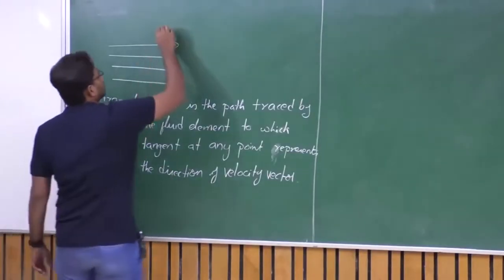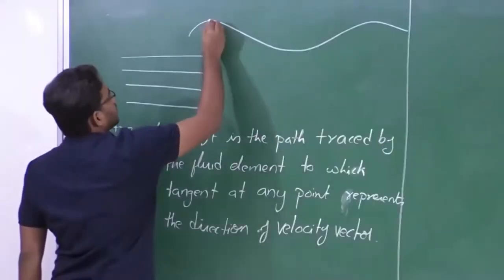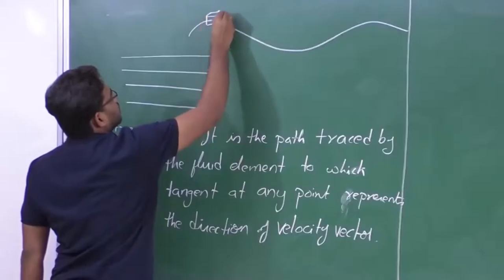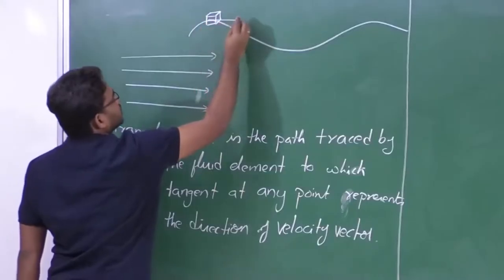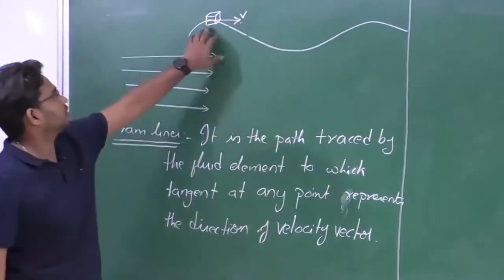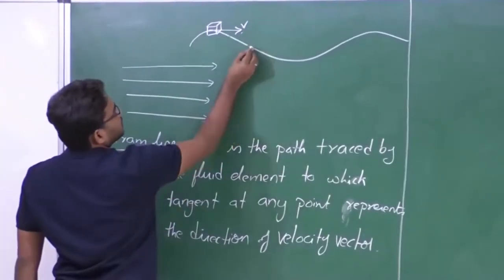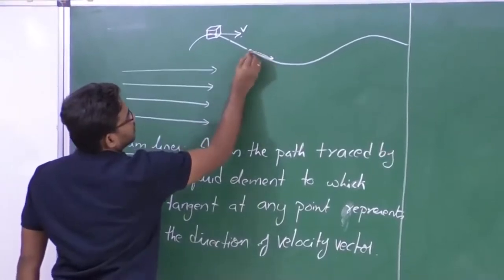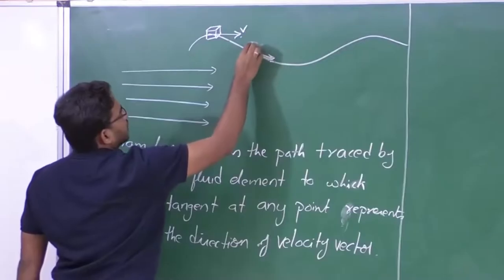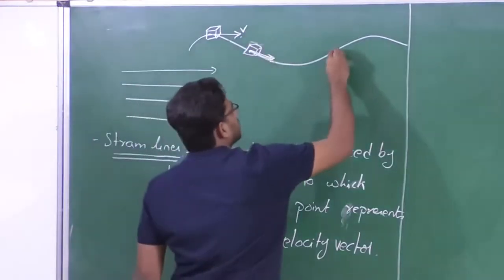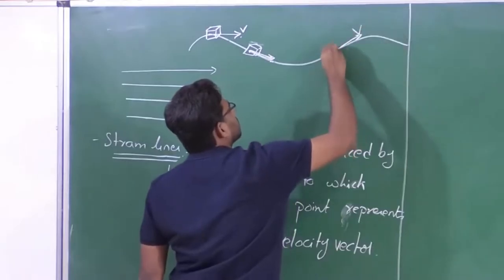So what does it mean? Let us say I draw the path traced by the fluid element in this particular fashion. Then at this point, consider a small fluid element here, and if you draw a tangent to this, the direction of velocity of this fluid element is almost horizontal along this line. So this gives you the direction of velocity of this fluid element, that it is going forward and downward. At this position, this is the tangent, and this is the direction of the velocity vector.